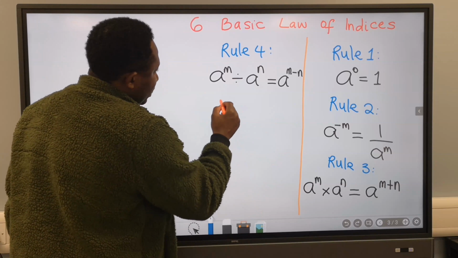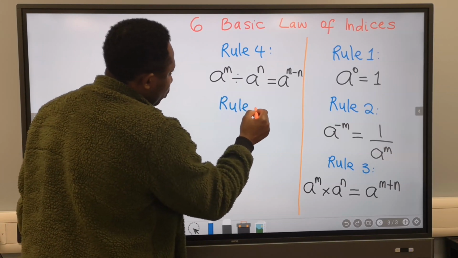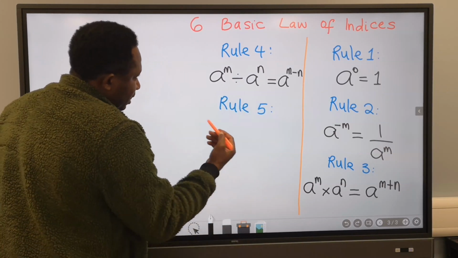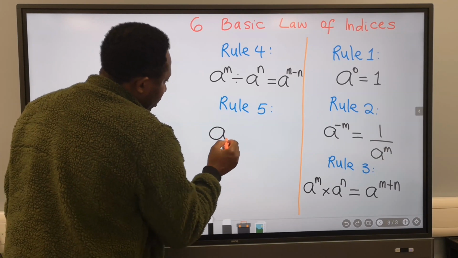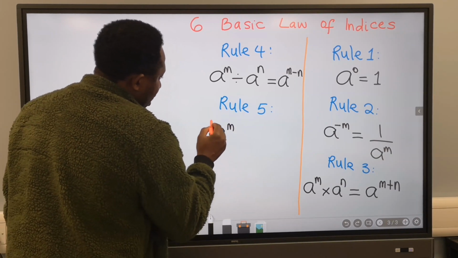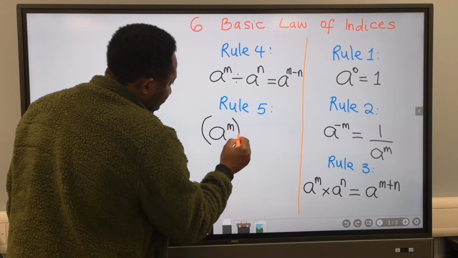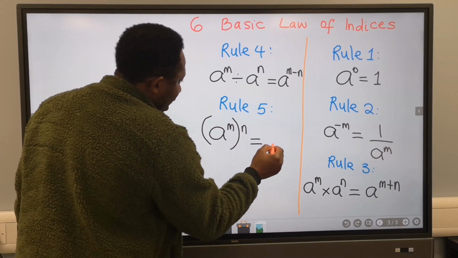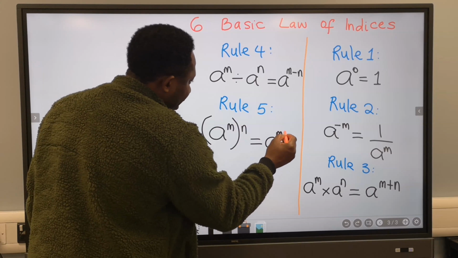Next, let's consider the fifth rule. The rule states that if we have a to the power of m and this is in bracket n, we're going to have a to the power of m n.